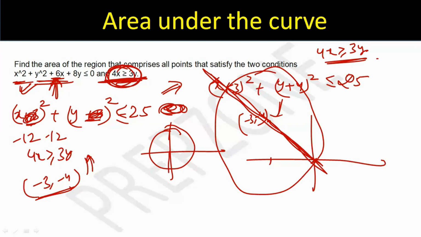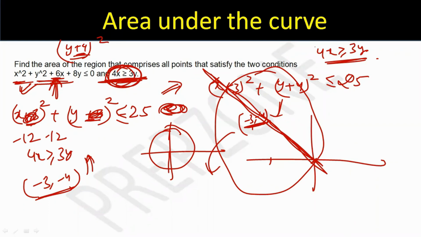Why will it be +4? Because it is y plus 4 whole square. So it has to be -4, right? Center will come in the third quadrant. So it will definitely come in the third quadrant because center is -3 comma -4, x is negative and y is negative.